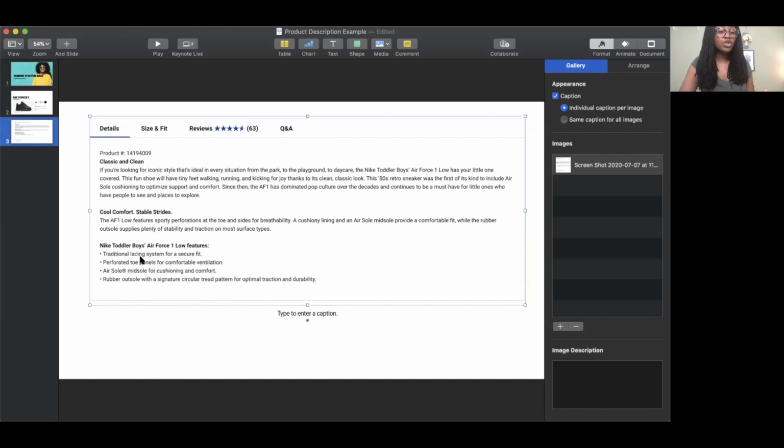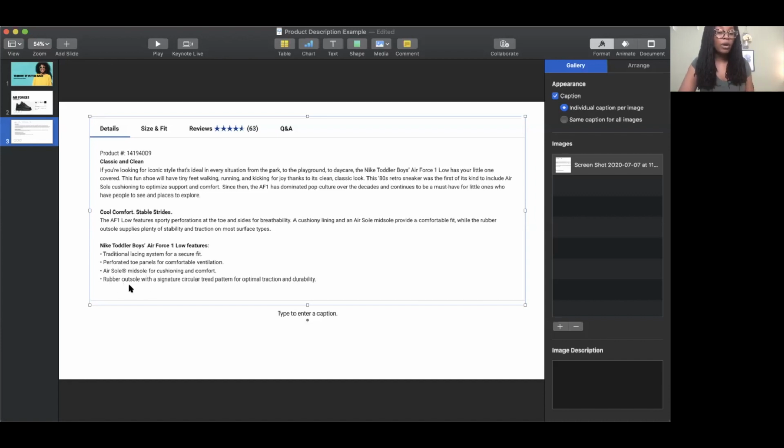We talk about traditional lacing system. Some people don't prefer laces over Velcro, so that's an important thing to know. Again, talking about the ventilation and how that's important for little toes. So the air sole, this is a trademark for this shoe, so no one else can use this type of technology. So that's important too, and we know that the air sole is for cushioning and for comfort.